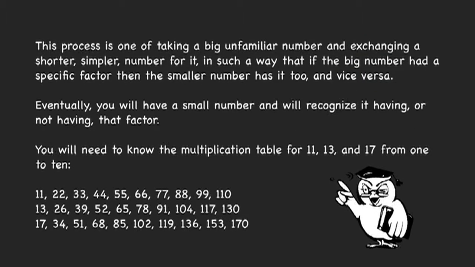This process is one of taking a big unfamiliar number and exchanging a shorter, simpler number for it, in such a way that if the big number had a specific factor, then the smaller number has it too, and vice versa. Eventually, you will have a small number and will recognize it as having, or not having, that factor. You will need to know the multiplication table for 11, 13, and 17 from 1 to 10.